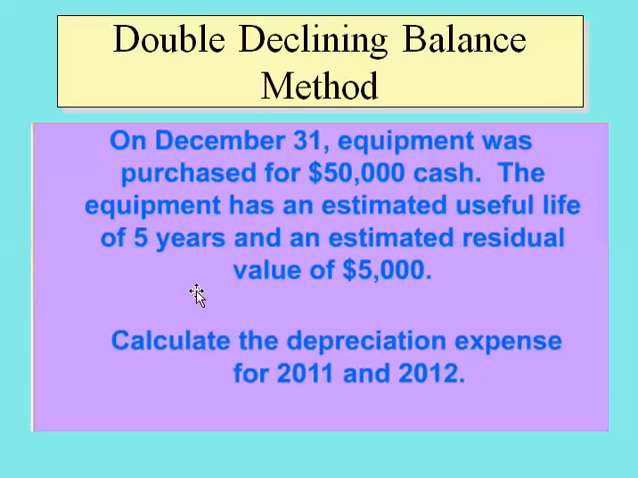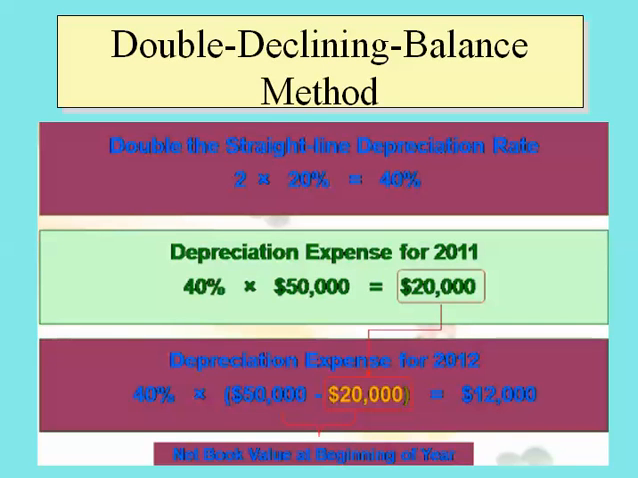On December 31st, equipment was purchased for $50,000 cash. The equipment has an estimated useful life of 5 years and an estimated residual value of $5,000. Looks familiar. Calculate the depreciation expense for 2011 and 2012. So in 2011, we're going to look at double that straight line rate. So 1 over the useful life would give us 20%, because 1 over 5 is 20%. Multiply that times 2, we'll get a depreciation rate of 40%.